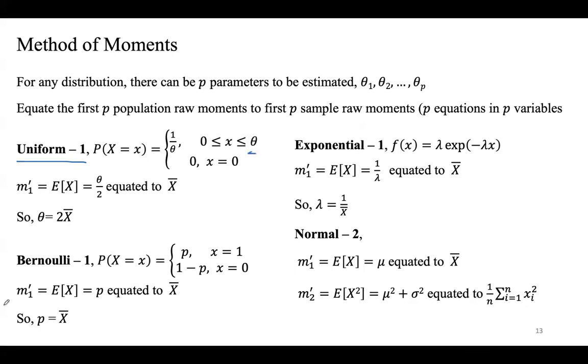That's this one. In case of a Bernoulli trial, there is just one unknown, which is the probability of success, P. In exponential, there's again one parameter, which is lambda. In normal, there are two parameters, which are mu and sigma square. So the way we are going to do it is a simple concept of algebra: if you have n unknown variables, you need n equations.